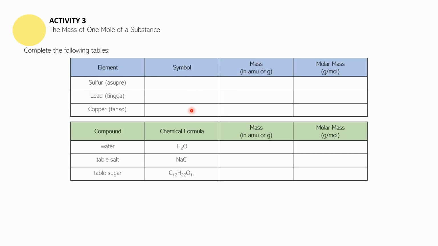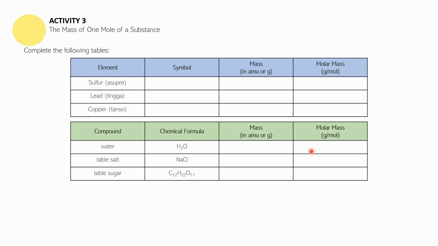So I would like you to complete the following table. So sulfur or azufre, leather tinga, copper tanso. What you need to do is to put their symbols, okay, put their masses in AMU or in grams, and then put their molar masses, okay, in grams per mole. And then for the compounds naman, you are given the following: water, table salt, and table sugar. They have the following chemical formulae: H2O for water, NaCl for table salt, and C12H22O11 for table sugar. It's sucrose.